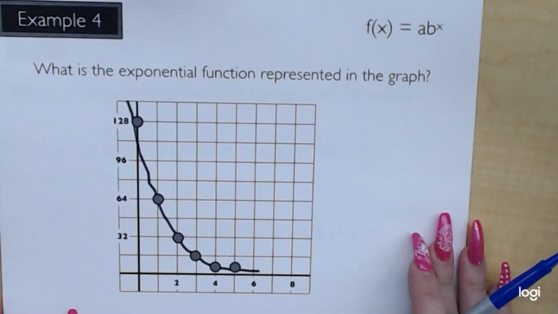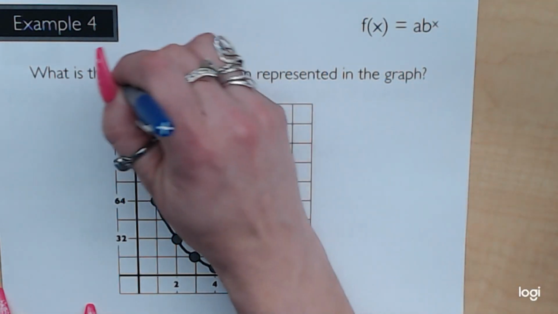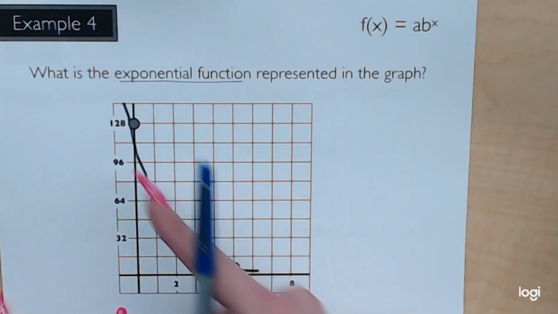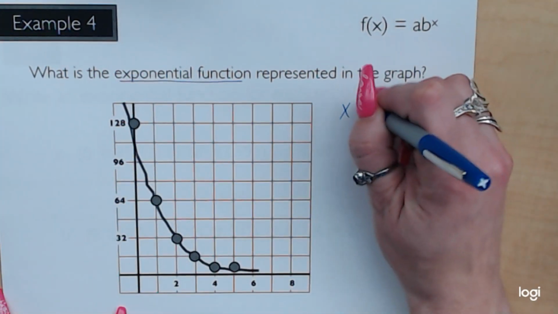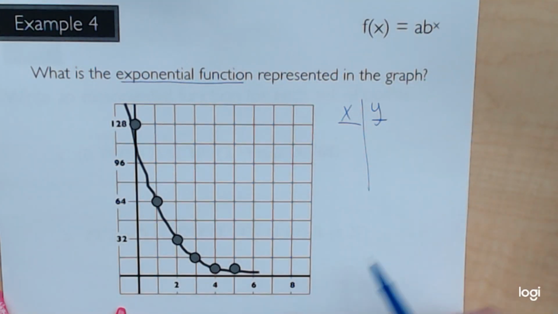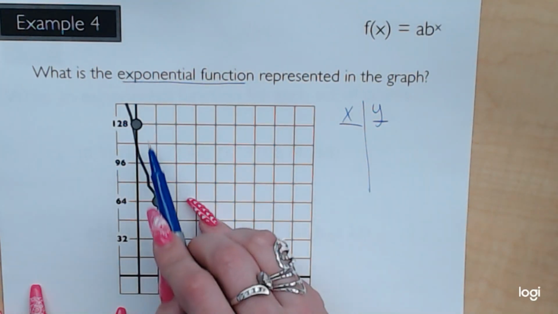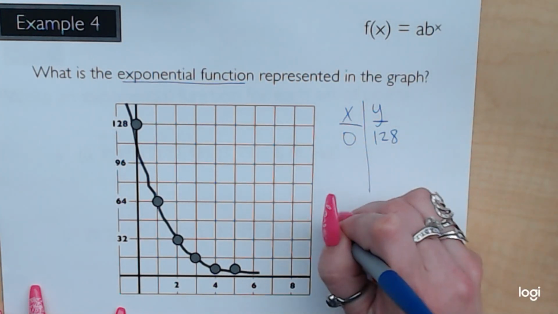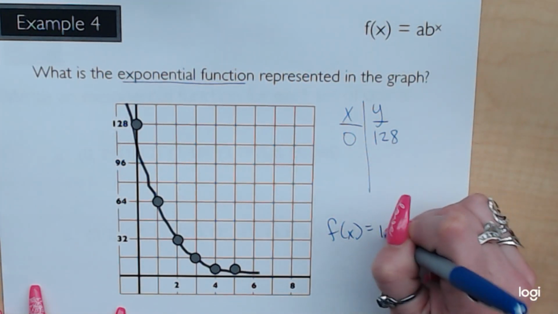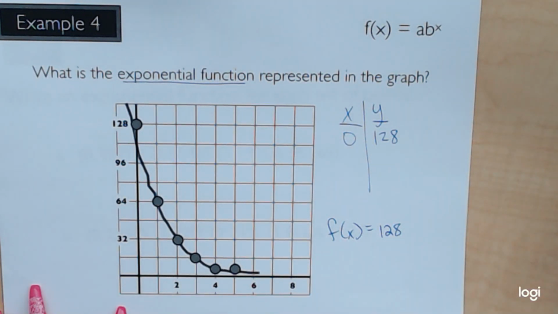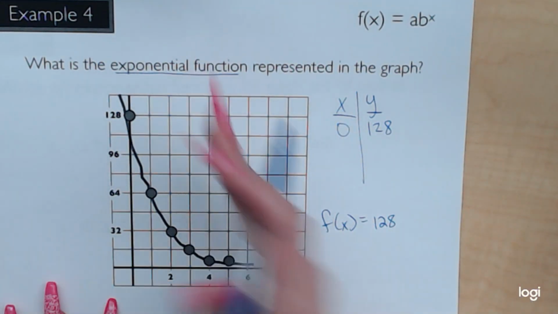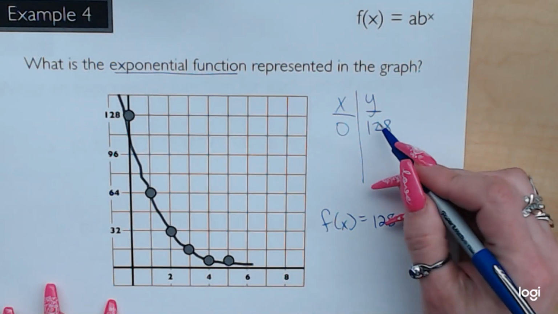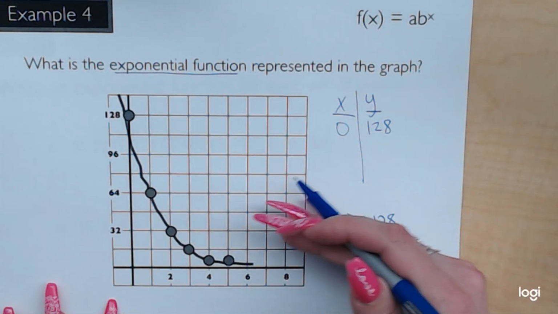Now let's look at a graph. How can we tell what the exponential function is? How do we write it by looking at just a graph? Well, let's identify the points. Let's make a table to find the pattern. When x is 0, y is 128. So there's our starting value right there. So I'm going to just start filling this in. Our starting value is 128. This tells me that we must have a fraction, because we must be dividing to get smaller.